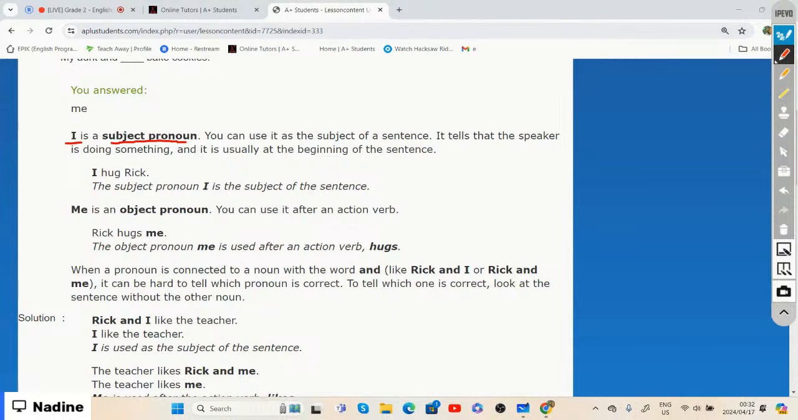Then we also have the word me, and me is an object pronoun, right? So me is an object pronoun. And you can use it after an action verb. So we will first have an action verb within a sentence, then the word comes after the action verb.